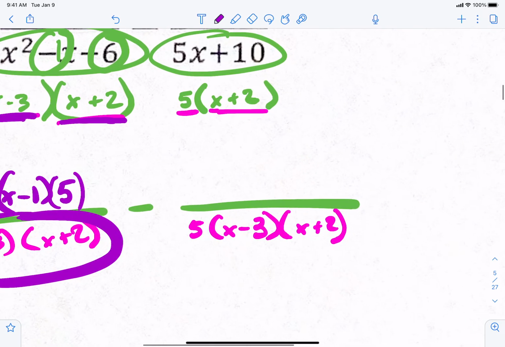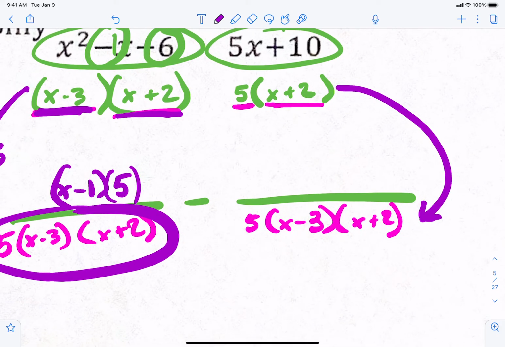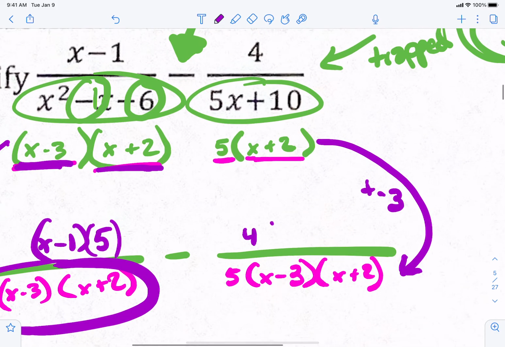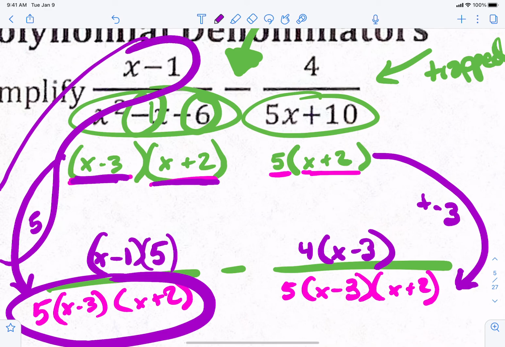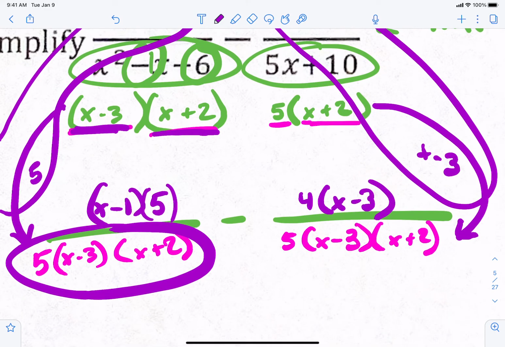Okay? Now let's compare this one. 5 times x plus 2, what does he not have that he will need? He needs an x minus 3, okay? So the top was originally 4, and he will need an x minus 3. So we're just putting those guys together. It's just these two multiplied together and these two multiplied together. Okay, on the tops, there you go.